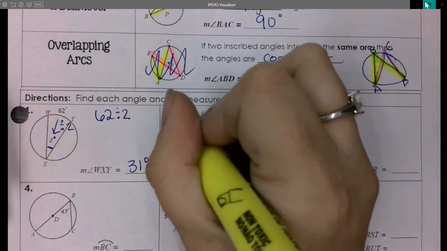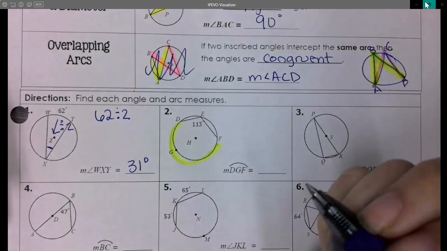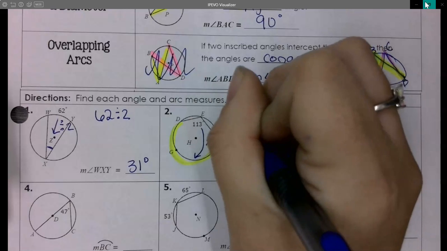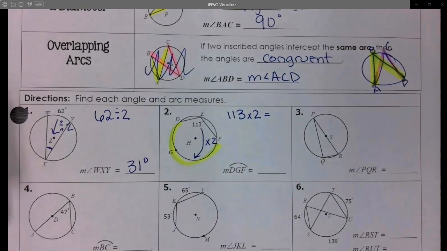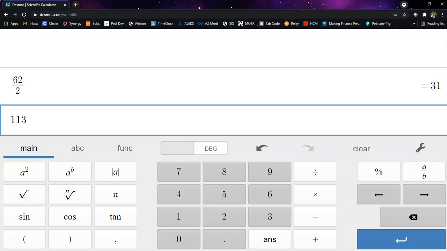So on number 2, it wants me to say the arc length of DGF. This one I am going from the angle to arc, so I want to times this by 2. Which gets me 226.